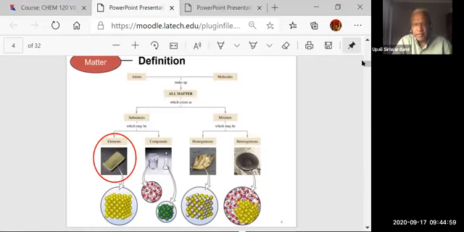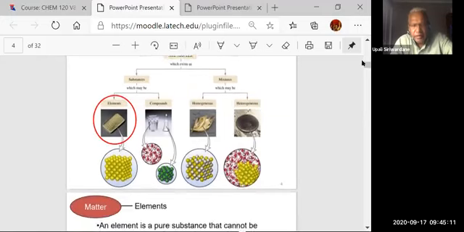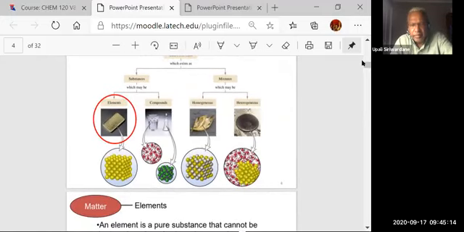Mixtures are of two kinds. One is homogeneous, which means the composition is the same throughout. So this piece of alloy metal in the third diagram is homogeneous; the composition is the same throughout. But on the right side, you can see that the composition is not uniform. That's gold nuggets in water, so it is a heterogeneous mixture.